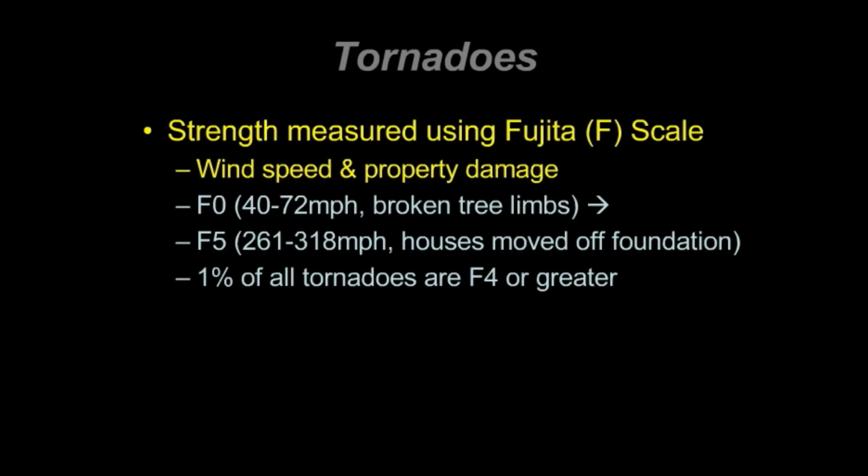As I mentioned before, various weather phenomena, we describe based on key characteristics. And so in the case of tornadoes, we describe their strength, known as the Fujita scale, as wind speed plus property damage. So it's one of those interesting things that are measured actually during the event, wind speed, but also after the event in terms of the amount of property damage that has occurred.